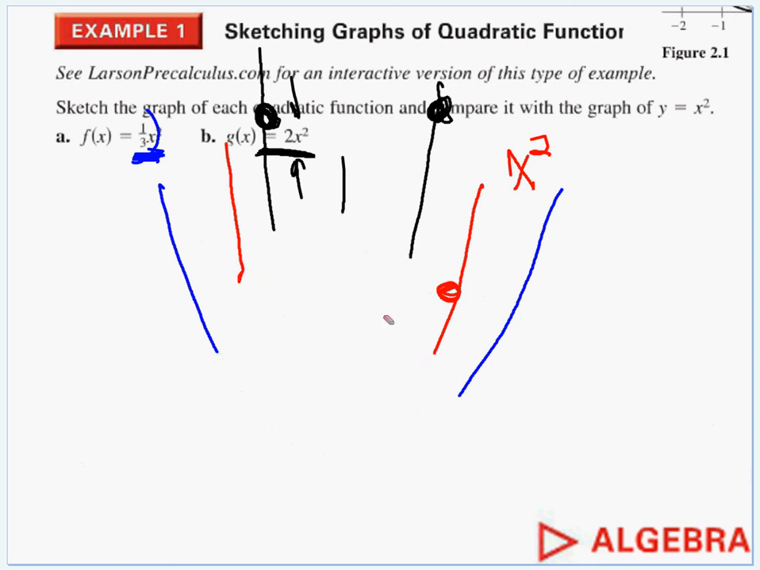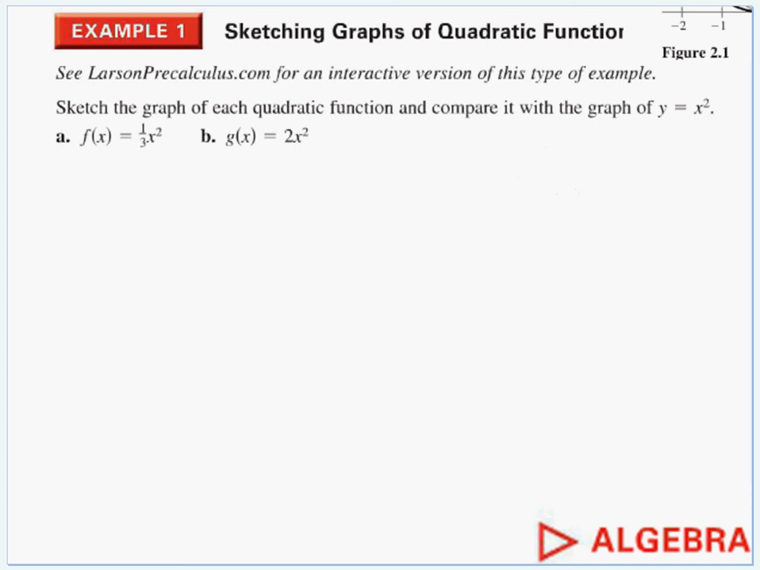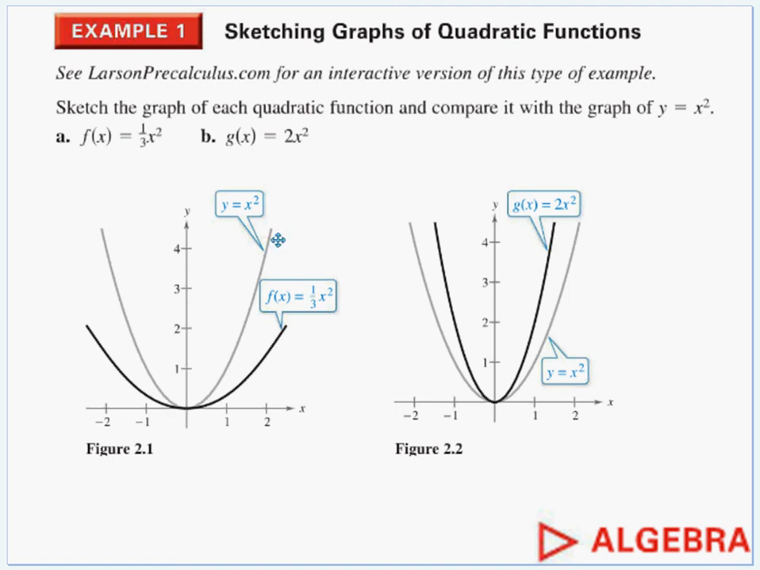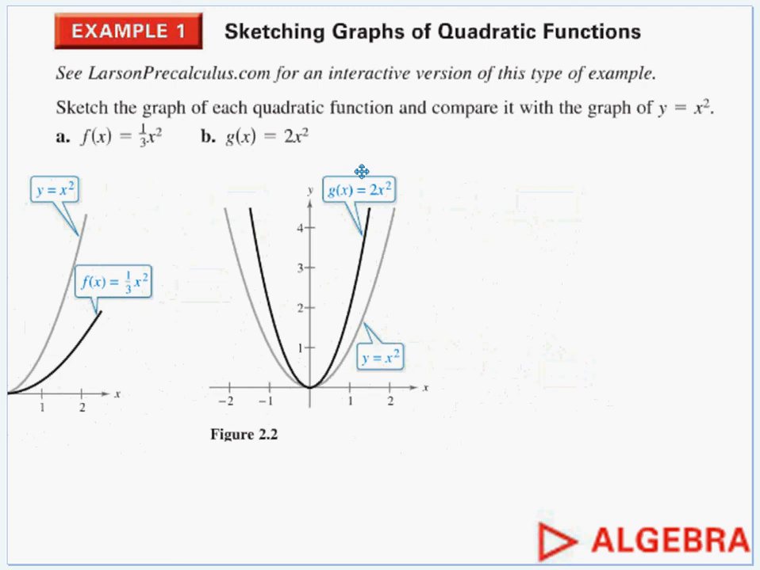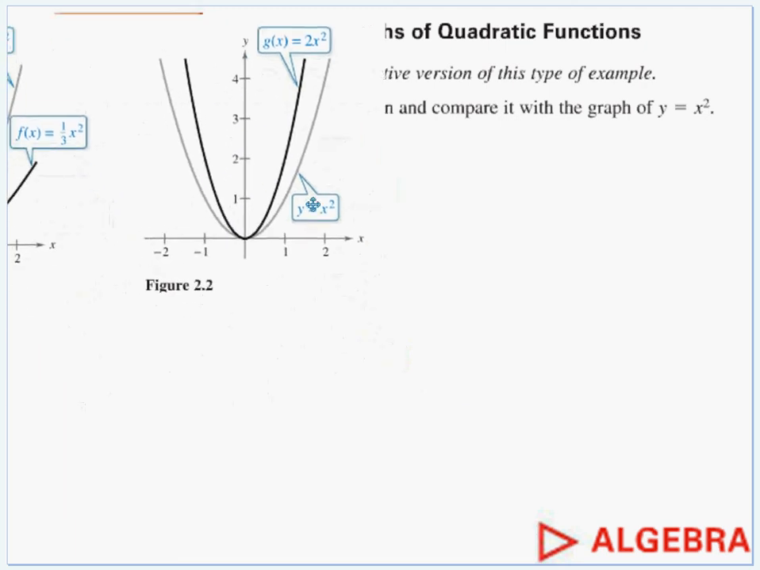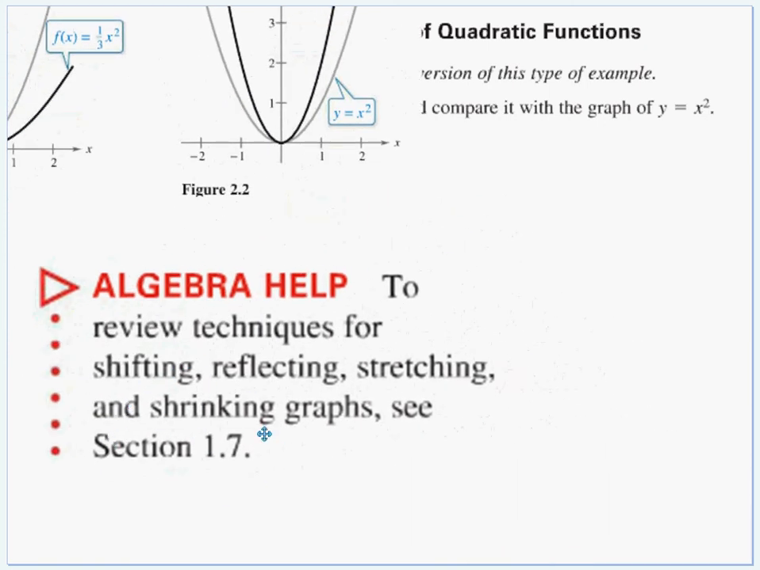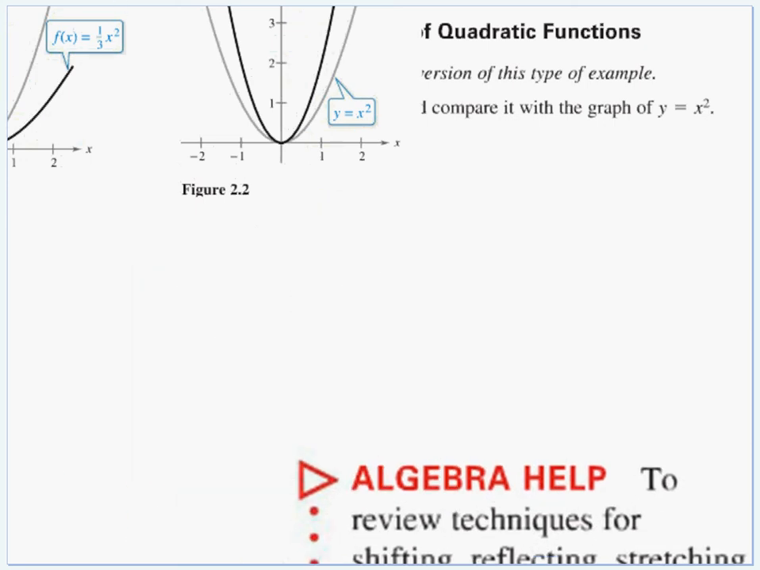And I see up in the corner, the book has a graph. I'm sure it's better than mine. We'll see here. Okay, the light gray, that's our x squared, and there's our fraction. The 1/3 opens the parabola up. It makes it farther away from the y-axis. But when we make that whole number, the number in front of x squared, a positive number greater than 1, it's going to make our parabola rise faster, or it's going to make it closer to the y-axis. And there is a section in the book if you want to go back to review that, section 1.7.